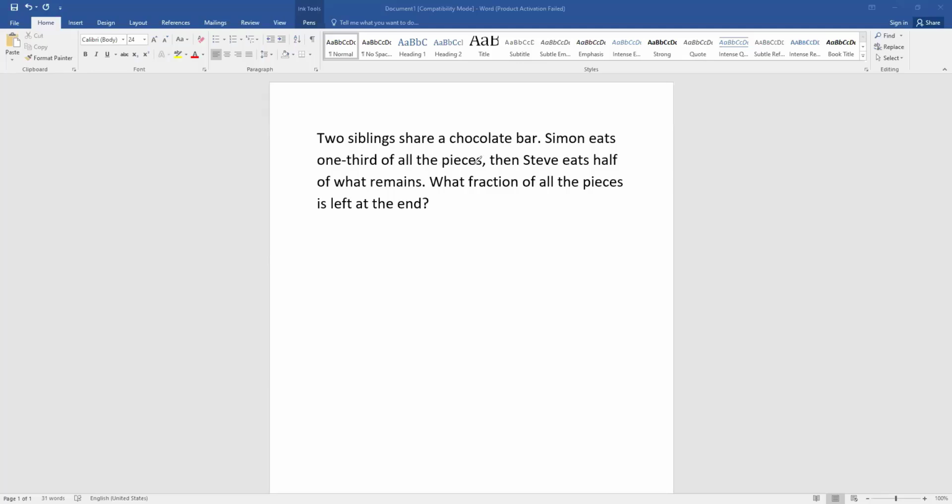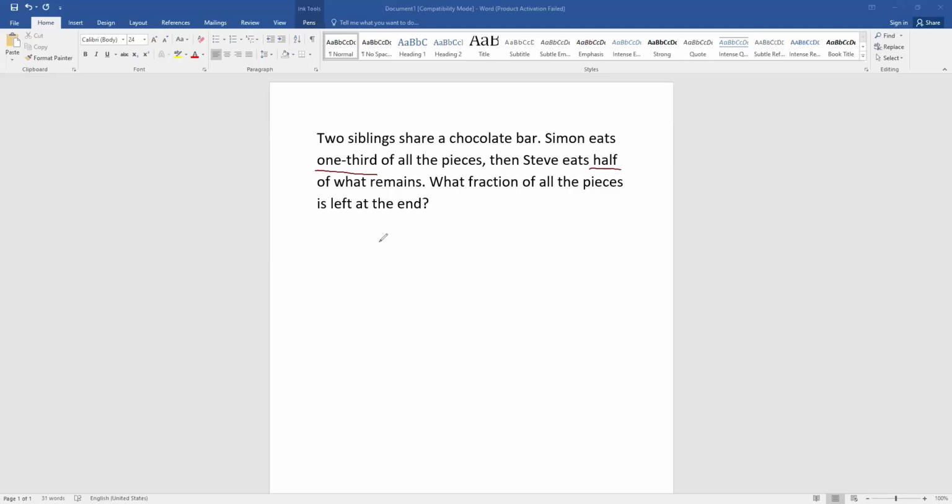Two siblings share a chocolate bar. Simon eats 1/3 of all the pieces. Let's underline 1/3. And then Steve eats half of what remains. What fraction of all the pieces is left at the end?